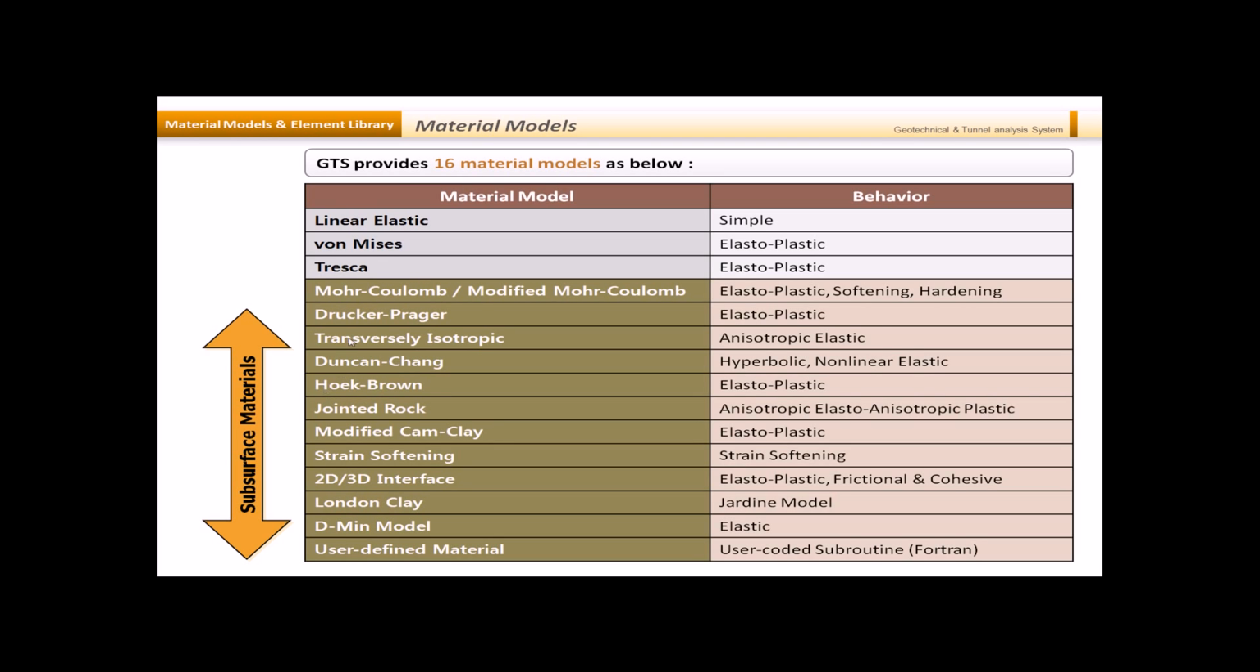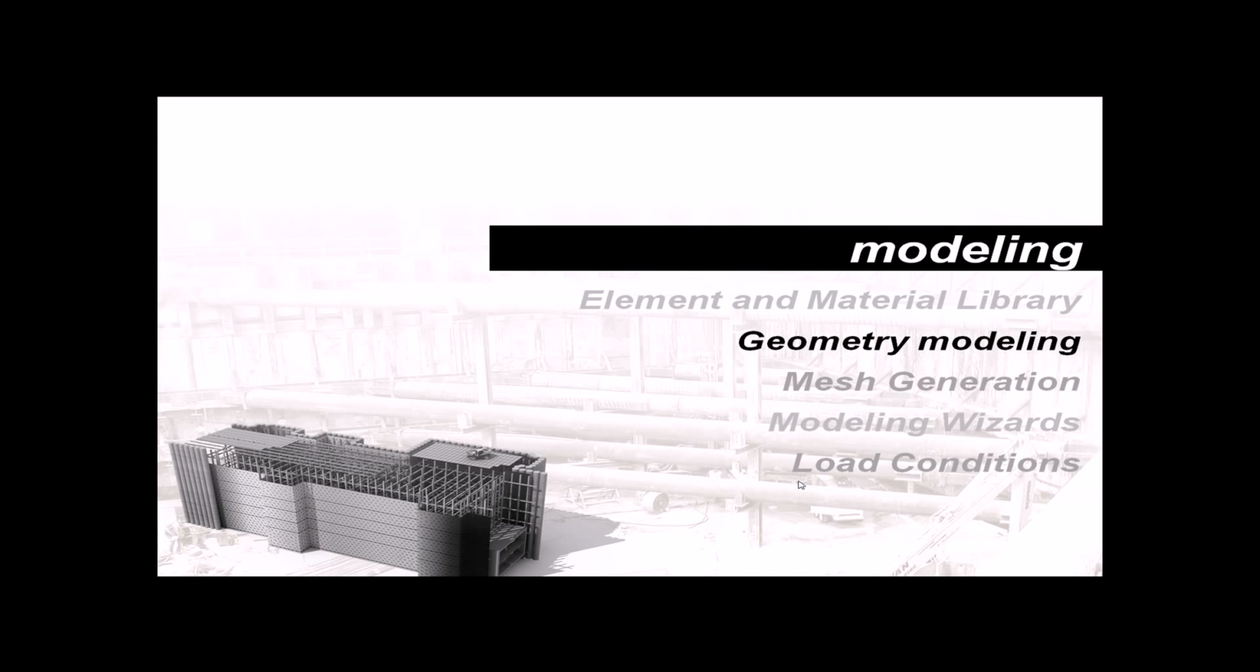Hook Brown, modified Mohr-Coulomb method, modified Cam Clay model, strain softening model, and if you want to use the London Clay model, you can also use a London Clay model for performing analysis on your structure. But if you want to define your own material, you can use the user defined material definition feature of Midas GTS, and you can use a user coded Fortran subroutine in Midas GTS.